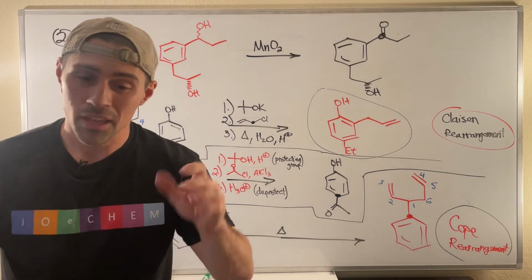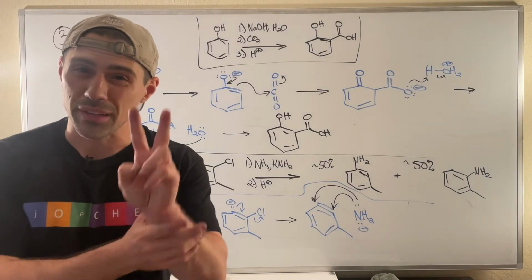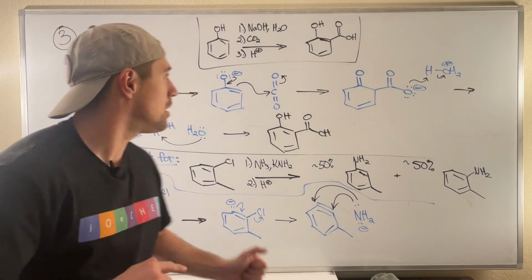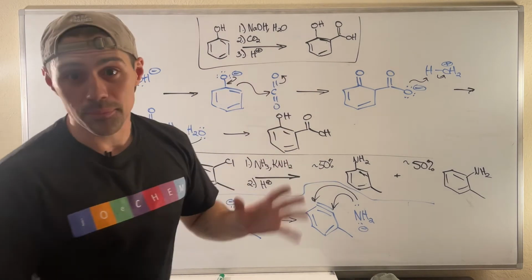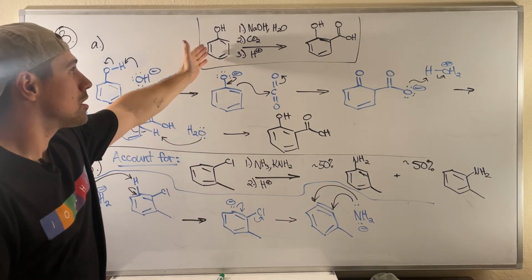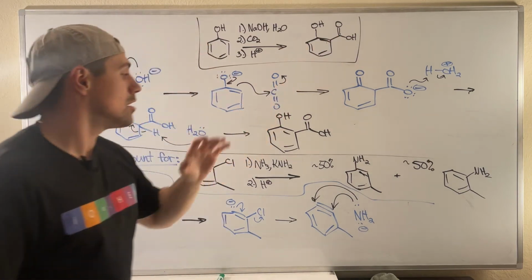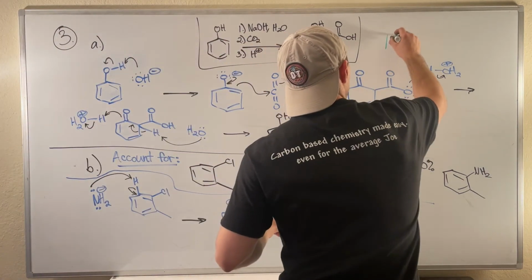For problem number 2, we have 3 and 4. Stick with me. Okay, gang, in problem 3, we have 2 parts. So let's start with A. In problem A, we are tasked with drawing this mechanism up top. And hopefully what you saw here was that we have phenol going to this product right here. And this reaction has a little bit of a name. This is the Kolbe reaction.